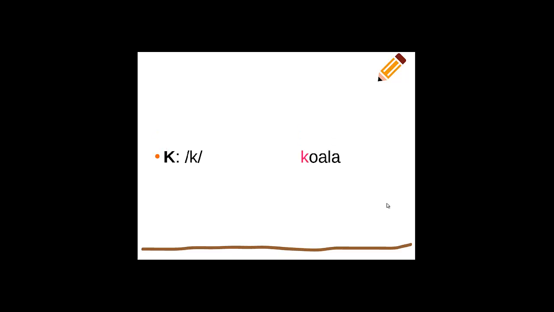K. K is exactly the same as English. Actually, K is kind of funny because every time we see a word with this letter in it, we know it doesn't belong to Spanish. It's not of Spanish origin. It comes from abroad, like koala. Koala, as you know, is Australian.